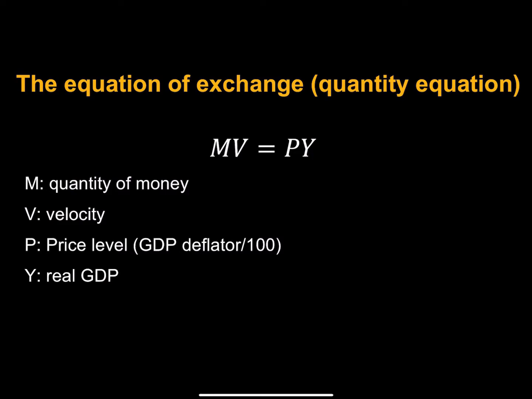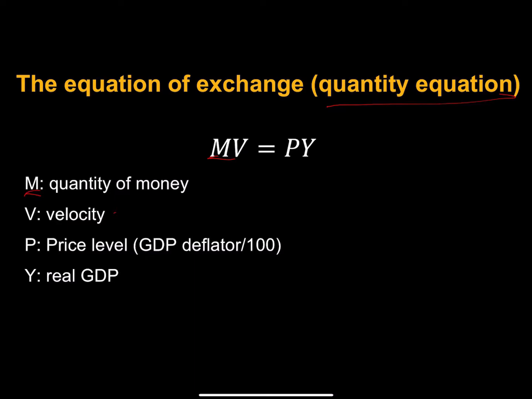Before we get to the theory, I'd like to introduce you to the equation of exchange, sometimes called the quantity equation. M stands for money supply, or the quantity of money. We know how many dollars have been created, we know how many are in circulation, and we know the value of checking and savings accounts at banks.